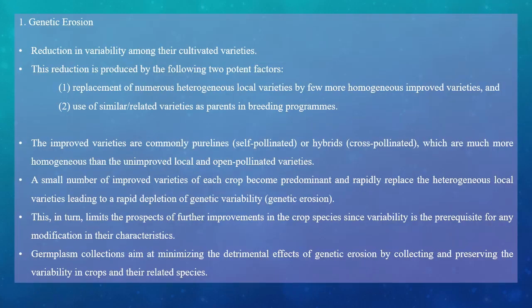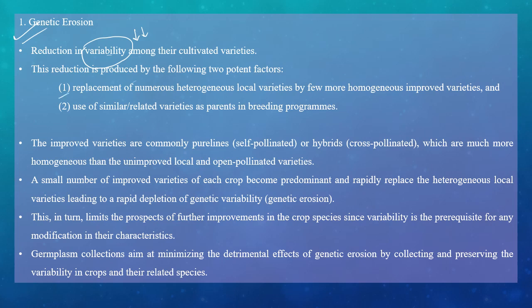If we see one by one, the first one is genetic erosion, which is the reduction in the variability among cultivated varieties. That means the variability reduces. Okay, so if variability decreases, our source of selection will decrease. This reduction is produced by two following factors.